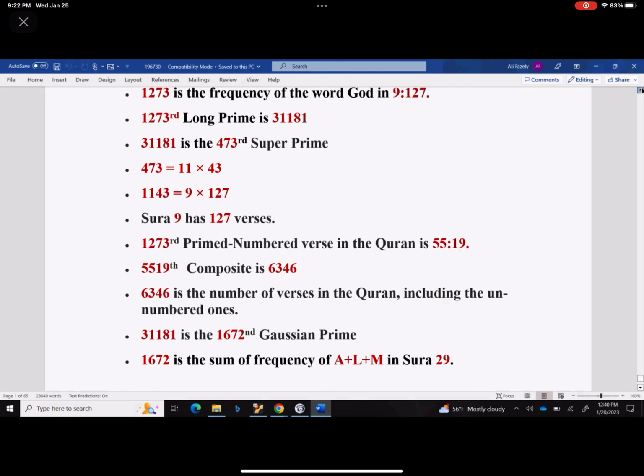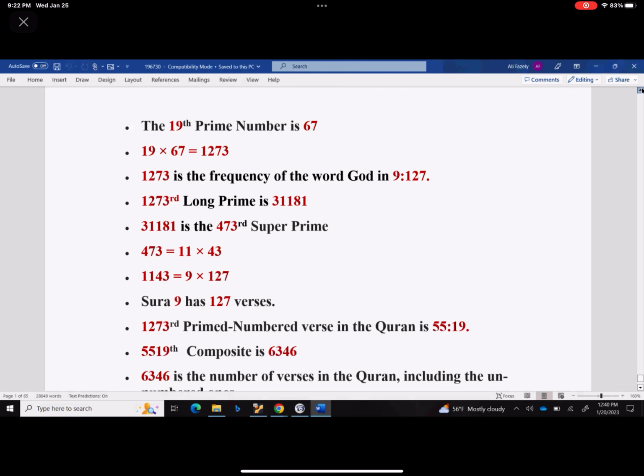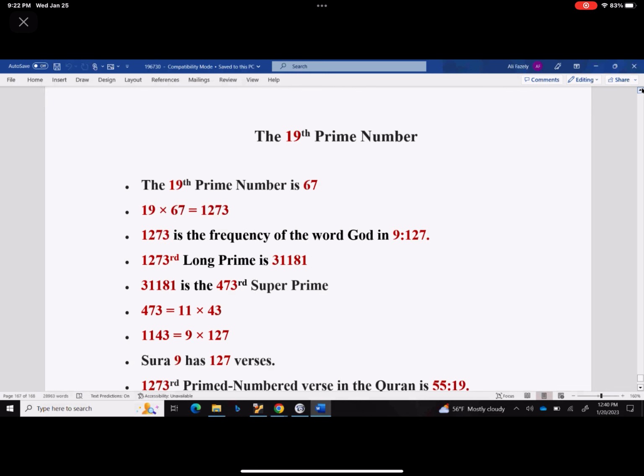So again, what I want to do is go to the 19th prime number. Very simple. The 19th prime number is 67. So 19 times 67 is 1273. And 1273 is the frequency of the word God in 9127. It's a very simple thing. God is telling you over this 19. You can immediately verify the 19th prime number, multiply it by its index, which is 19, and you get 1273. And 1273 happens to be the frequency of the word God in 9127.